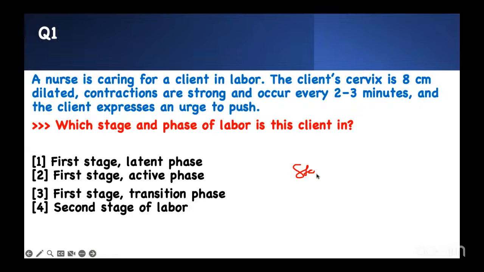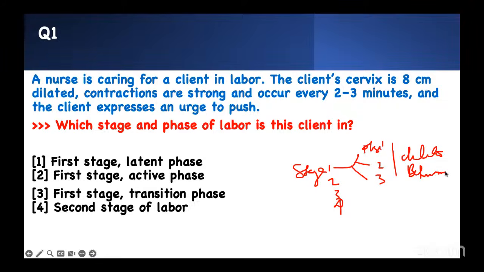I suggest you know the stages of labor. There's 1, 2, 3, 4 stages. Stage 1 is the biggest. It has 3 phases. So there's phase 1, there's phase 2, and there's phase 3, based on dilation and maternal behavior. I'm trying to simplify stages of labor. If you need more content, check out that NCLEX.